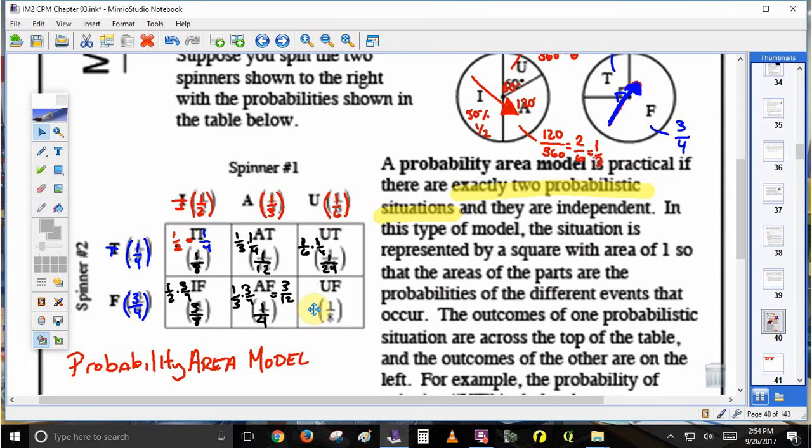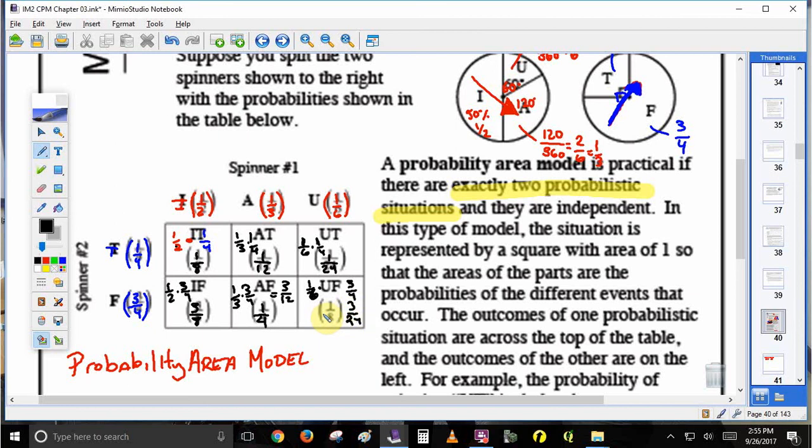UF would be 1/2 from the U times 3/4 from the F. Multiply across, we get 3 over, oh, I'm sorry, it's 1/6 from the U, 3/4 from the F, so that gives us 3/24, and that reduces to 1/8.